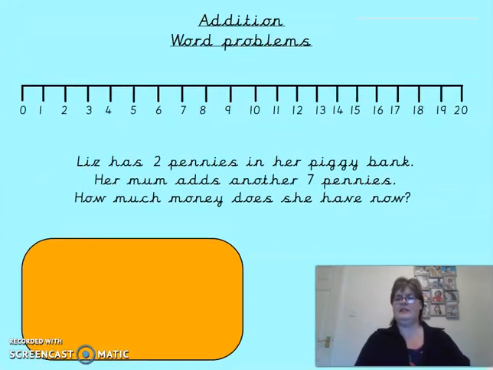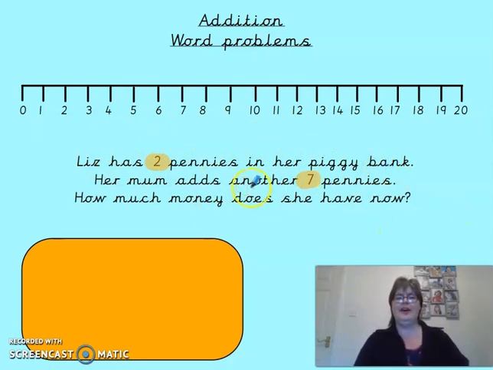Okay, so let me get my highlighter ready because I think I'm going to highlight these as I go. So it says Liz has 2 pennies in her piggy bank. Her mum adds another 7 pennies. How much money does she have now? So I found my numbers. What was the special word in there that tells me it's add?